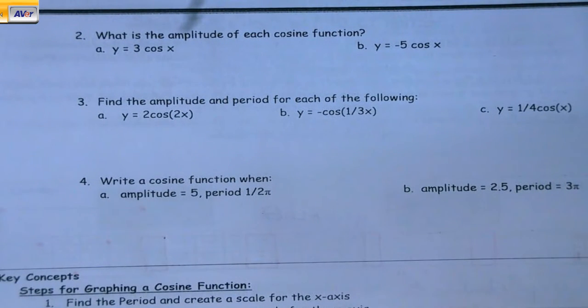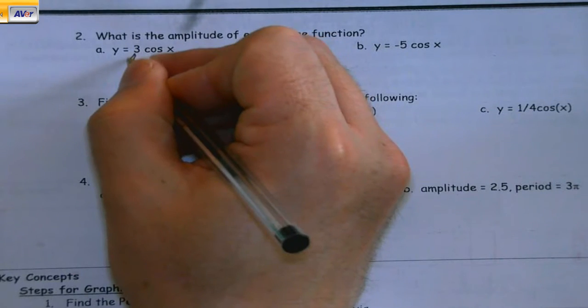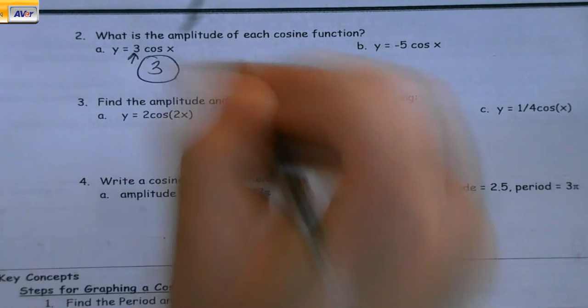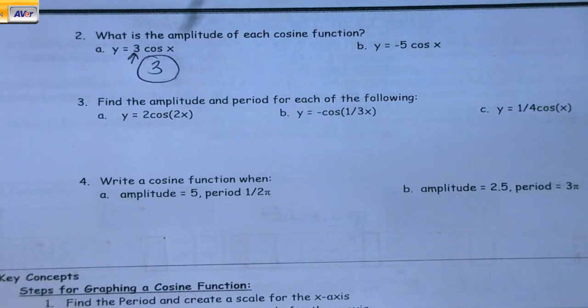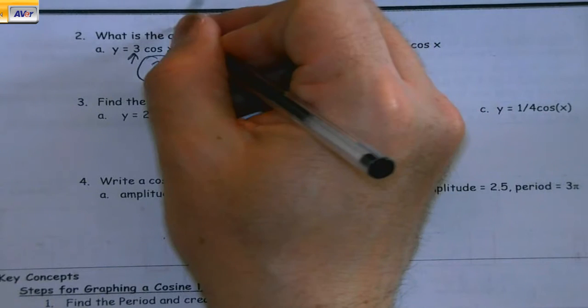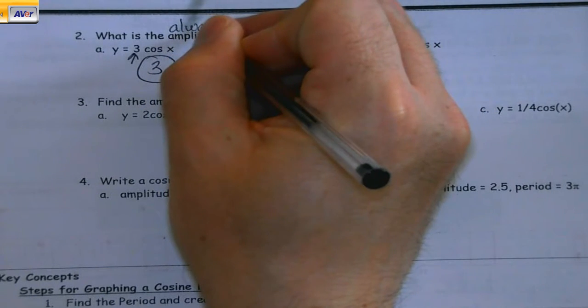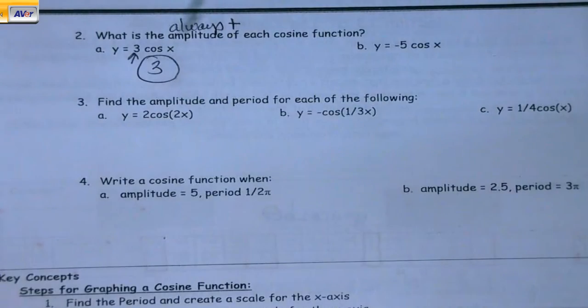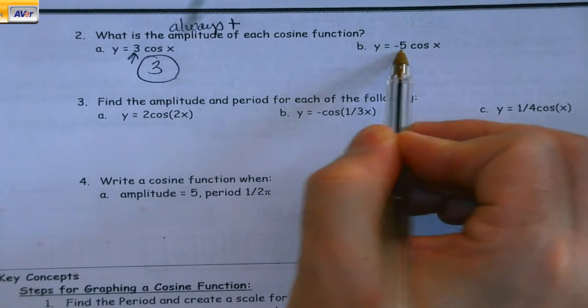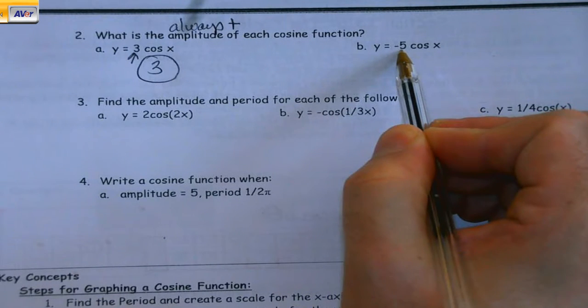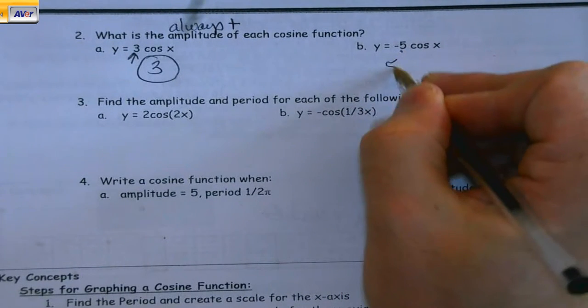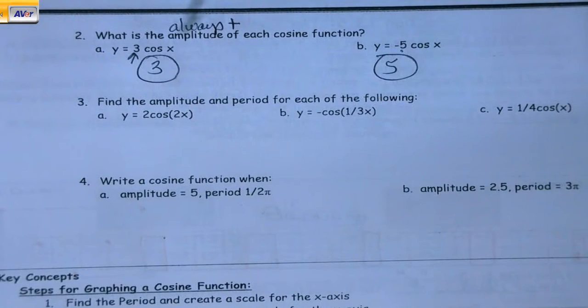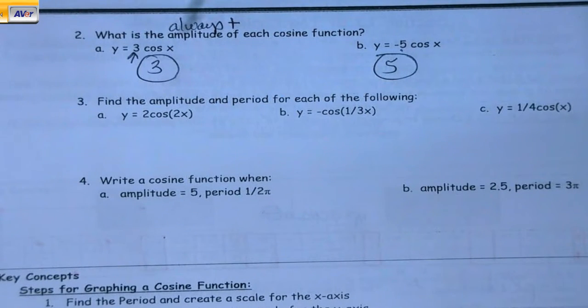Okay, what's the amplitude? What's the a value? Whatever the value is in front. But be careful. Amplitude is always positive, just like we said before with sine. So just because my a value is negative, that would change the way my graph looks, but it does not change the fact that my amplitude, being a distance, is still a positive number. Doesn't change, doesn't change, doesn't change.